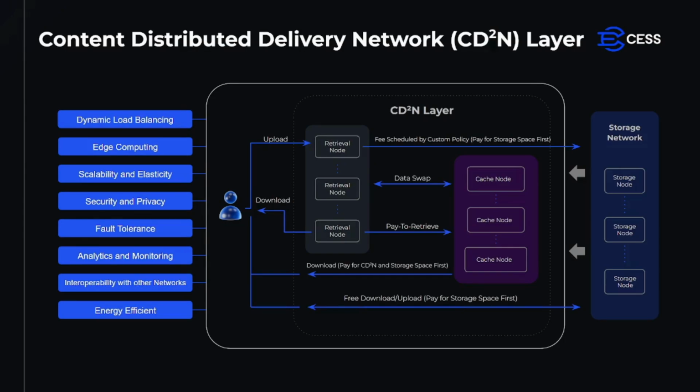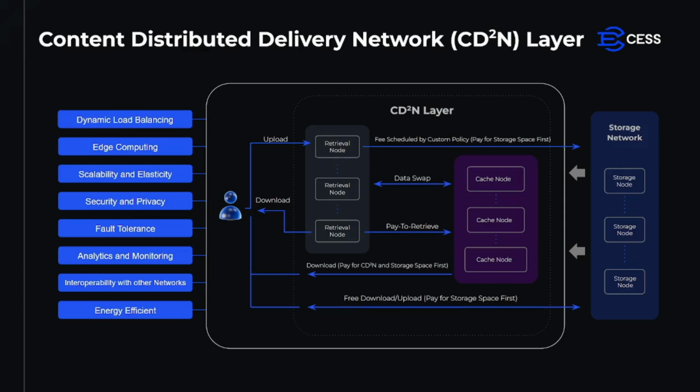This is achieved through sophisticated algorithms that prevent any single node from becoming a bottleneck, thereby optimizing the network performance and reducing latency. Edge computing is another vital feature. By processing data closer to the end users, the CDN² layer reduces latency even further. Edge nodes can perform real-time data processing and caching, which significantly enhances the user experience.